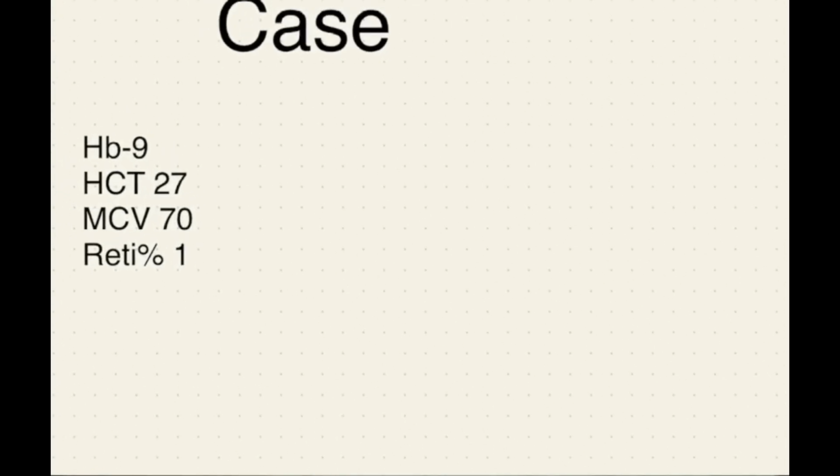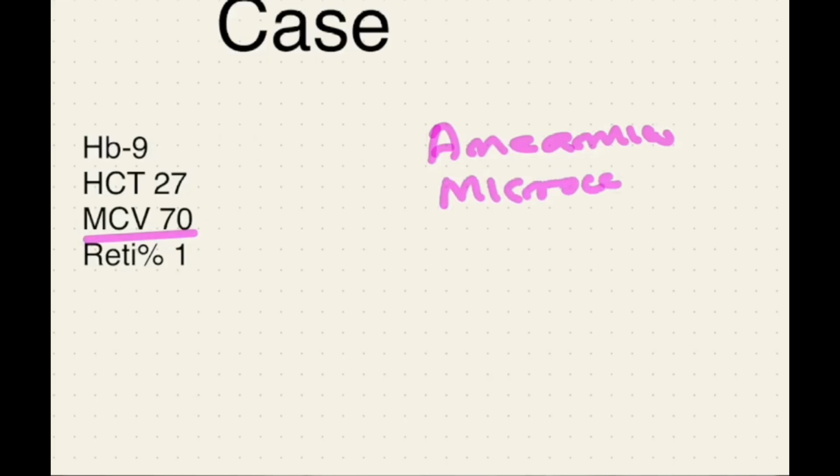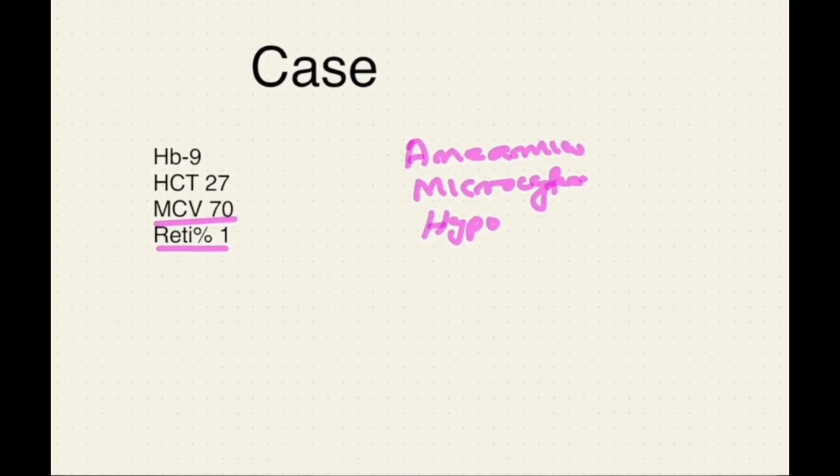So let us take a case where the patient has a hemoglobin of 9, hematocrit is 9 into 3, that is 27, MCV is 70, and reticulocyte percentage is 1. So what type of anemia is this? Undoubtedly the hemoglobin is 9, so it is less than 13 in an adult male. So the patient has anemia. What type of anemia? The volume is 70, so it is a microcytic anemia. And the reticulocyte is 1%, so you can say it is a hypoproliferative anemia. Anemia by itself is not a diagnosis, it is a beginning of investigations. The most common cause of microcytic hypochromic anemia, a hypoproliferative anemia, is iron deficiency.